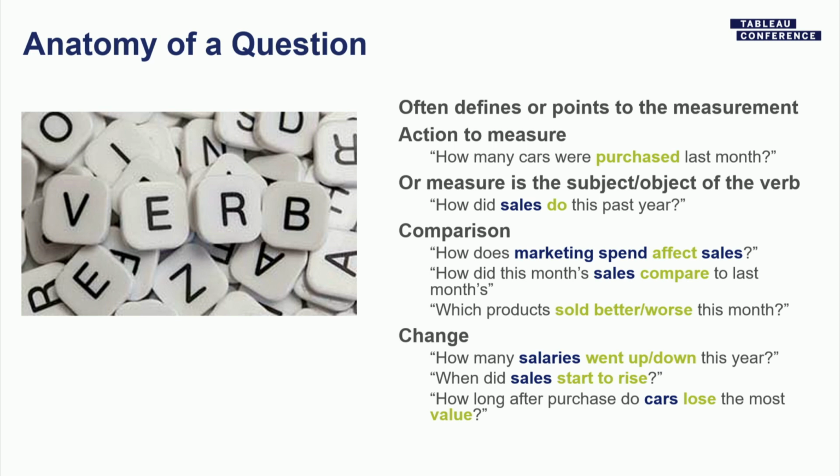That takes me to change, which is another way that verbs can tell us a little bit about what it is we're asking, what kind of answer we want. How many salaries went up or down this year? When did sales start to rise? How long after purchase do cars lose their value? So again, these verbs are telling us what it is we want to see, what it is we want to measure, but they're also pointing at these words, salaries, sales, and cars, which are telling us a little bit about the measure that we want to use.